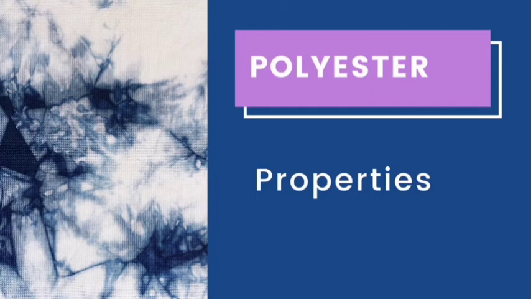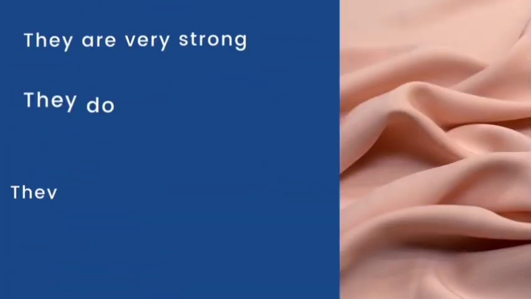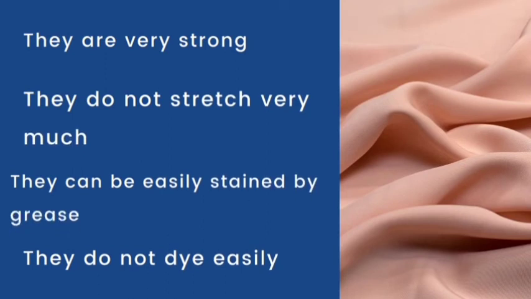Now let's look at polyesters. These are fibers obtained from petroleum byproducts and other chemicals. What are the characteristics or properties? 1. They are very strong, they are resistant to sunlight, they do not dye easily, they don't accept dyes, they do not stretch much, they can be easily destroyed by grease.